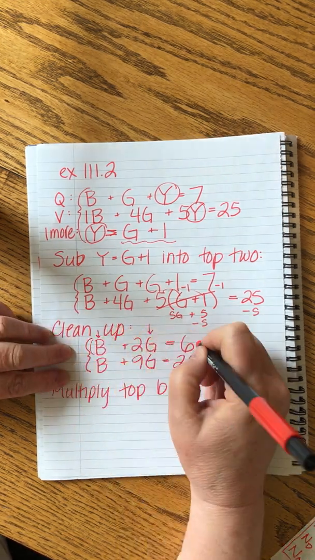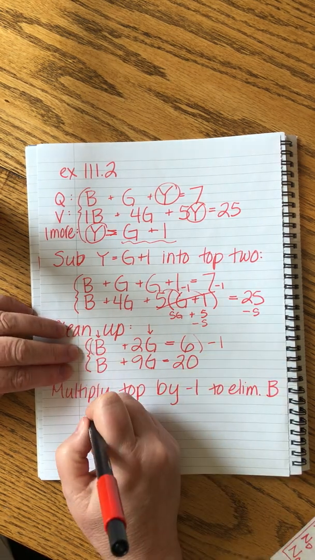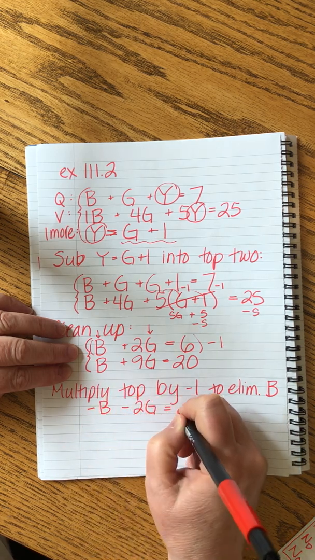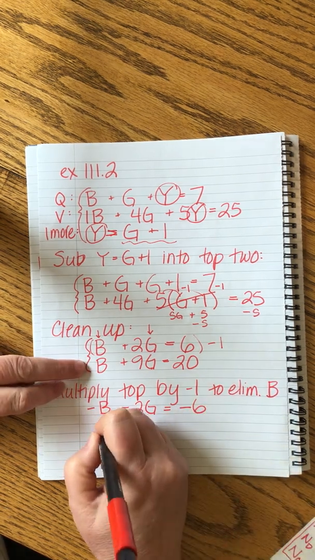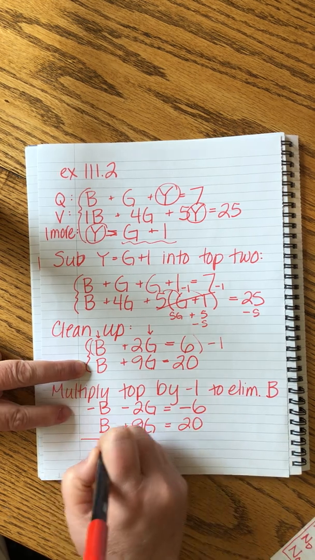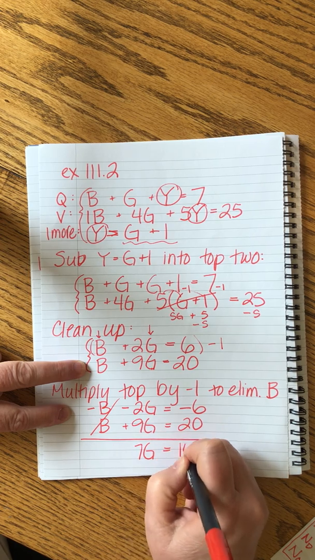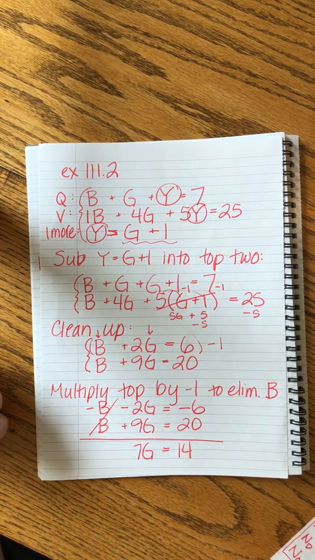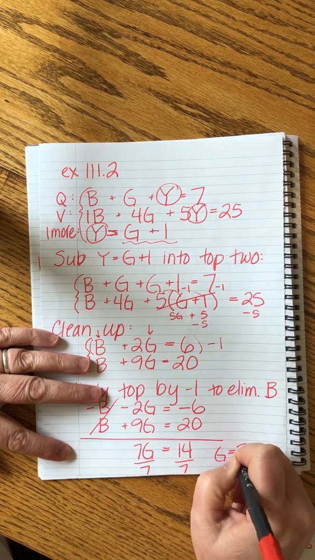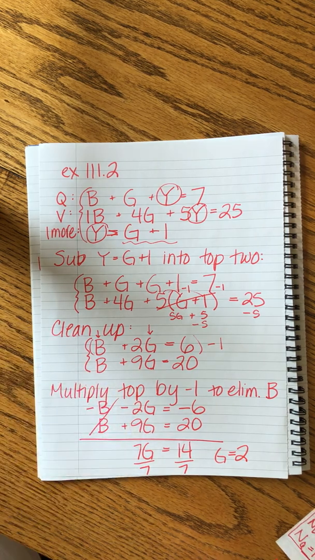All right, so here we go. That's going to be like that. It's pretty easy. I don't have to really write this out. So it's going to be minus b minus 2g equals minus 6. And then this bottom one stays the same. This cancels, and I get 7g equals 14. Are you kidding me right now? G equals 2. Thank you, John. He's so good to us, isn't he?